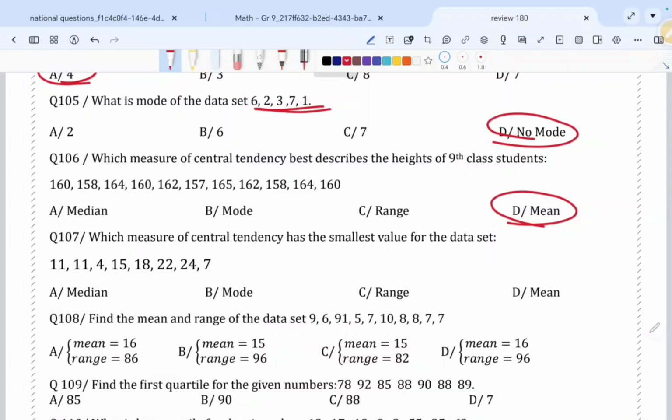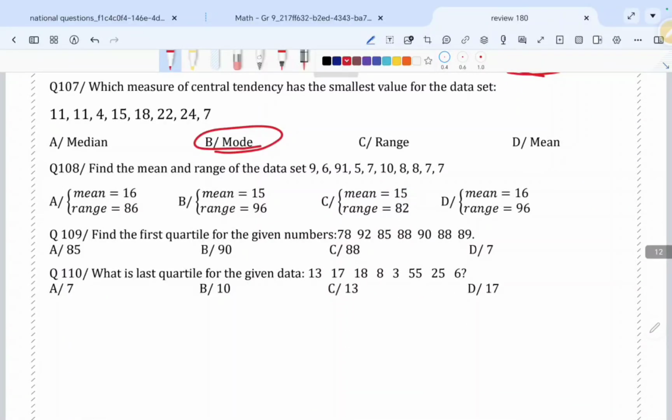Which measure of central tendency has the smallest value? When you solve it, for median, you have to order them from least to greatest, and the middle one is the median. Mode, which number repeats the most, is equal to 11. Range, the greatest one minus the smallest one. Mean, you have to add them, then divide by how many data you have. When you solve all of them, mode has the smallest value. Question 108, find the mean and range of the data. When you solve it again, A will be the correct answer.